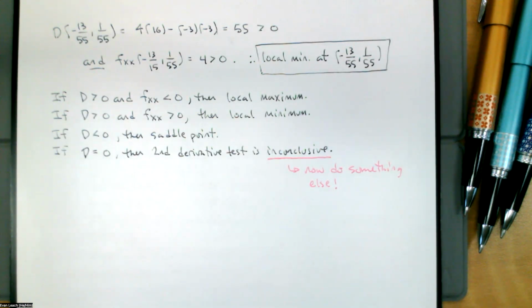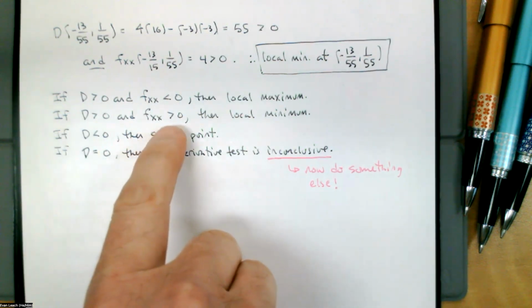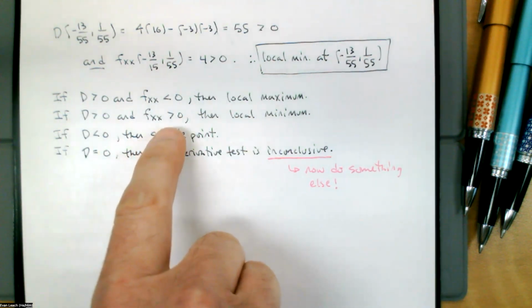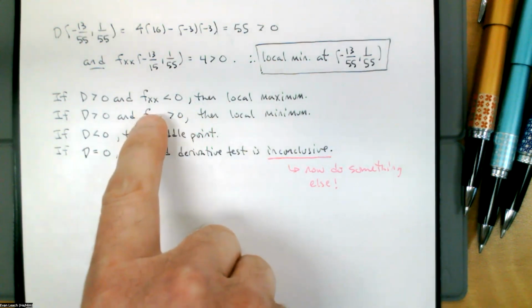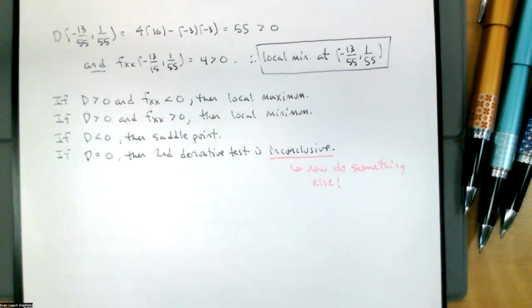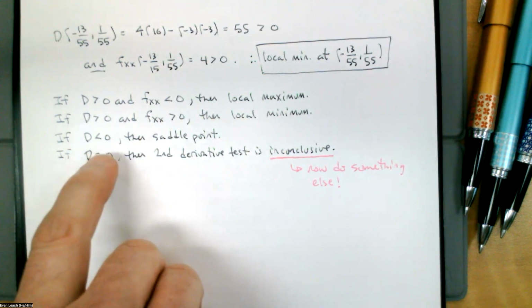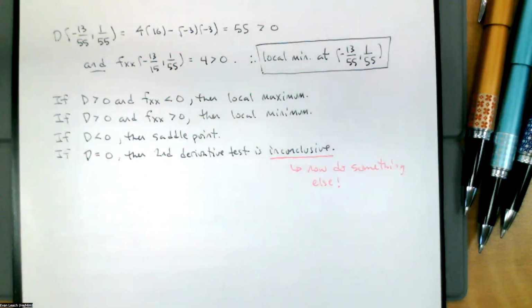So my question is, why do we not care about fyy? Why are we just checking on fxx? And that comes down also to this one. If D is negative, why don't I have to look at anything else? Why does that automatically tell me this is a saddle point? All right. So that's what I want you to think about.